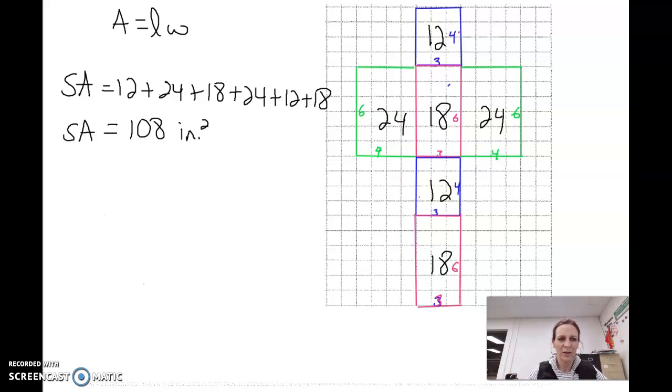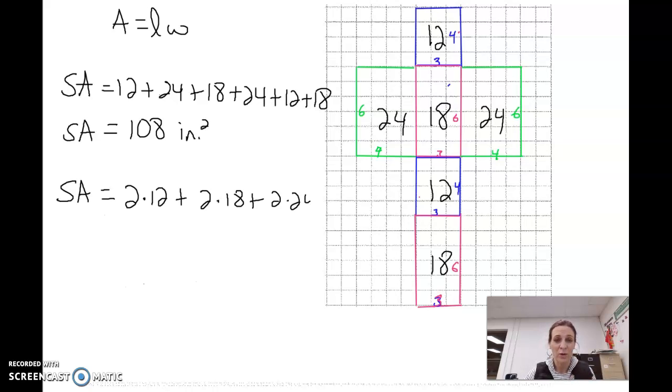Real quick, I want to show you another way to do it. Not really another, but instead of adding them all up, you could think of it, this is going to come into play when we don't make a net. Our 12 right here, we have two 12s. So you could go 2 times 12, plus we have two 18s, 2 times 18, plus we have two 24s, 2 times 24. Now if you do all that, guess what happens when you type that into your calculator? You get the surface area of 108.